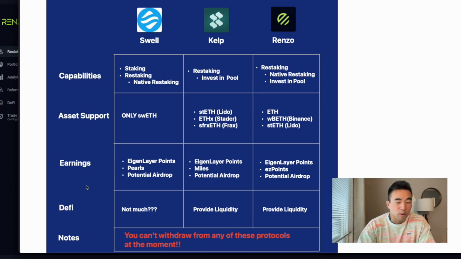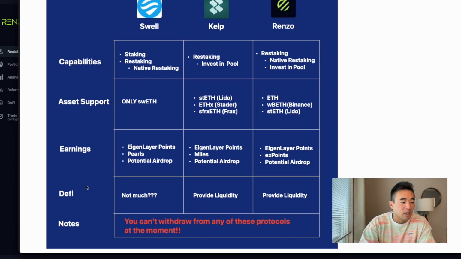Finally, what can you do with these liquid restaking tokens in DeFi? Well, in Swell, at least on their website, currently not much. For Kelp and Renzo, looks like you can provide liquidity on various DeFi protocols for additional yield. And one final note that everyone should be aware of is you cannot withdraw from any of these protocols at the moment.